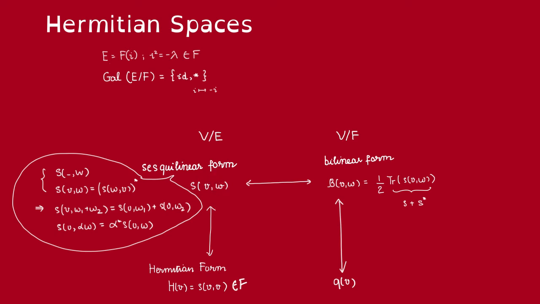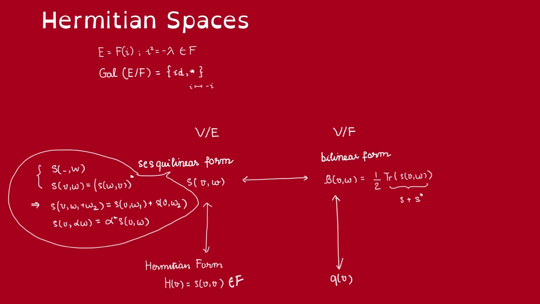Now how does this have anything to do with quadratic forms? It turns out that from every sesquilinear form, we can get a bilinear form by viewing V as a vector space over F. So this is a bilinear form with output in F and linear with respect to F. And conversely, from such a bilinear form, we can also recover the sesquilinear form.